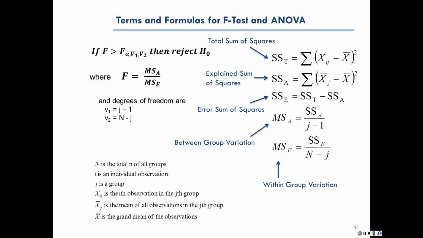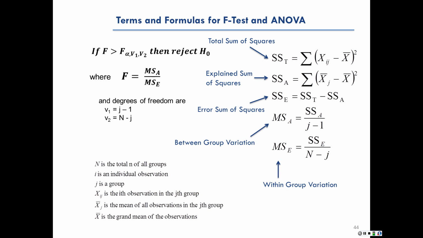The within group variation, MSE, is the error sum of squares divided by the total N altogether in the population, and then minus j, which is the number of groups. You're not going to have to memorize these formulas. Please don't worry about that. The error sum of squares is the difference between the total sum of squares and the explained sum of squares.